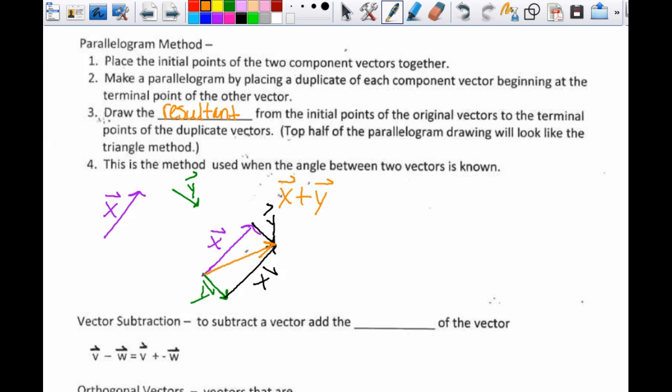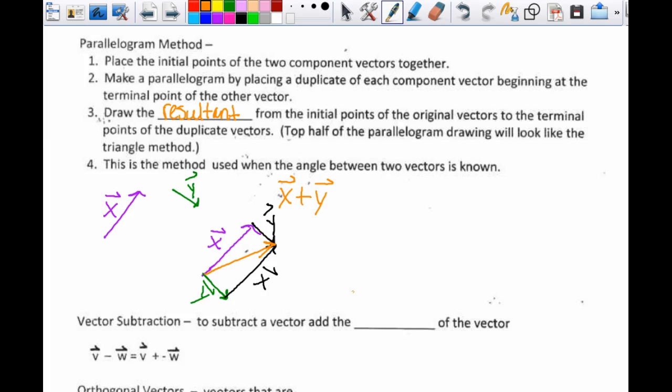Top half of the parallelogram drawing will look like the triangle method. If instead of doing what I did with these two, I had just done the triangle method, wouldn't I still end up with the same resultant? So if you're just to do it because it's your favorite way, kind of seems a little weird because it takes you more stuff. But in an application situation, it may be that that's the information you have, and that's why you need to do it, because you need the angles there. Okay?